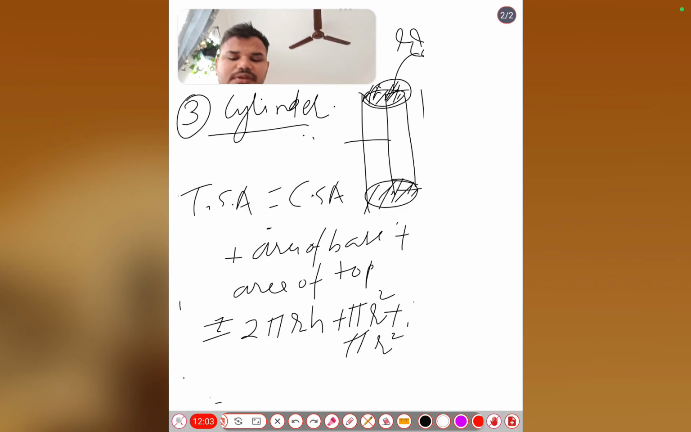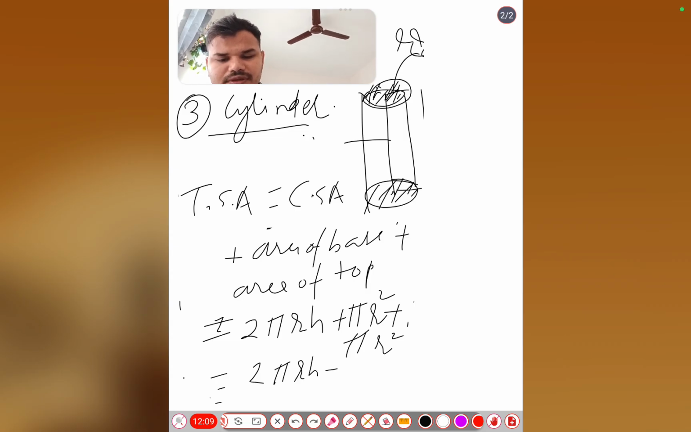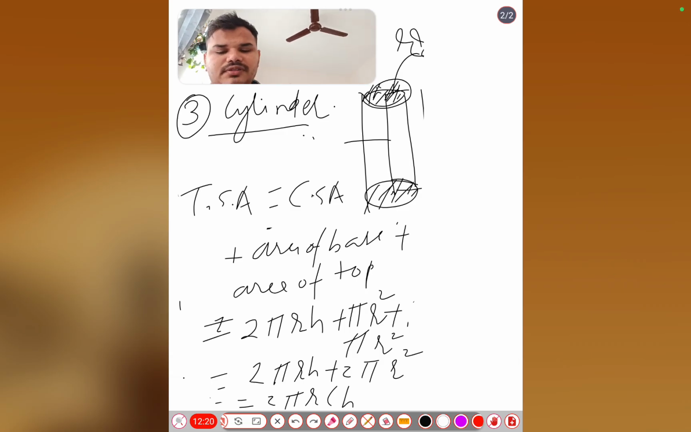So when you solve this, you will get total equals 2 pi r h plus 2 pi r square. Here 2 pi r is outside, and inside is h plus r. That is the required formula to find out the total surface area of the cylinder.